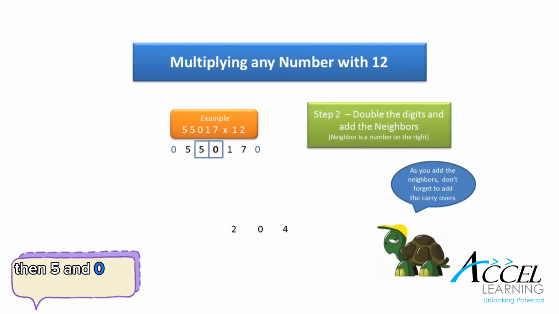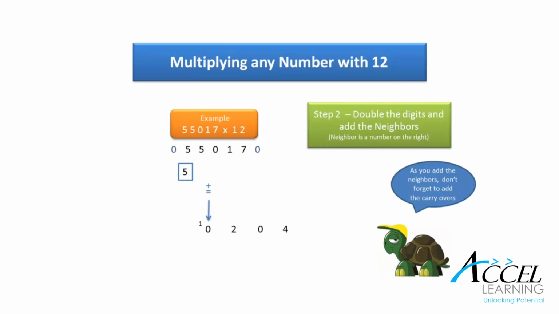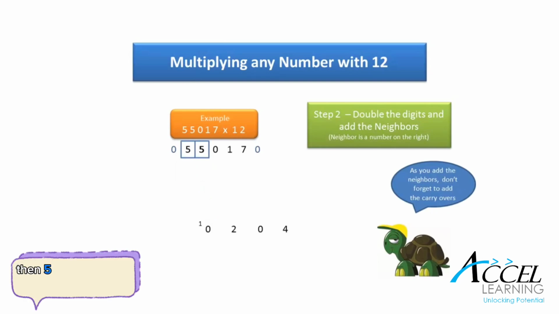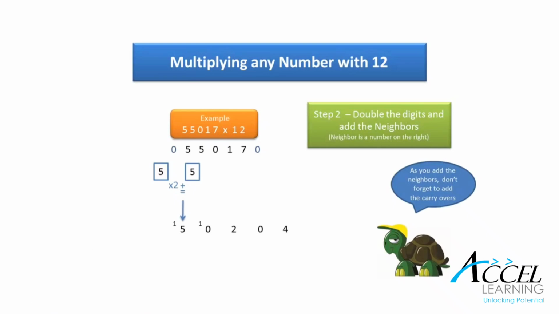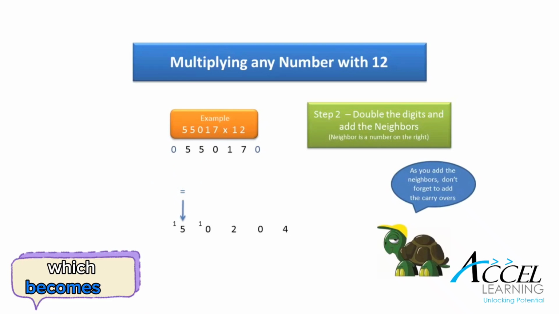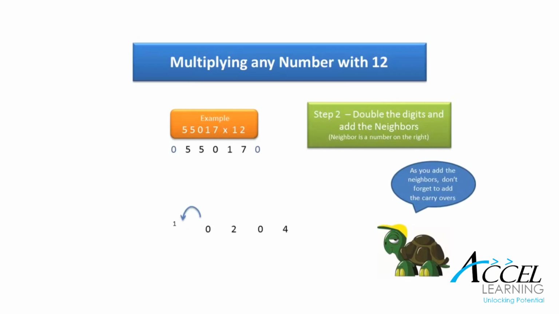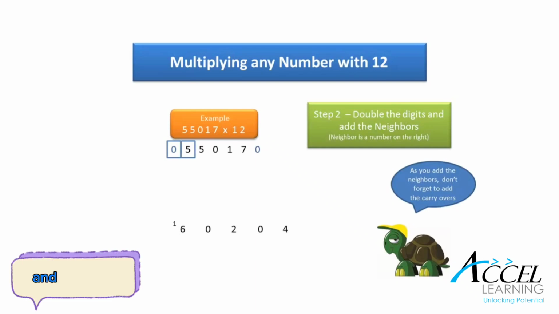Then 5 and 0, 5 times 2 equals 10, plus 0 is 10. Then 5 times 2 equals 10, plus 5 equals 15, plus the carryover 1, which becomes 16. And last, 0 times 2 equals 0 plus 5 equals 5, plus the carryover 1 equals 6.